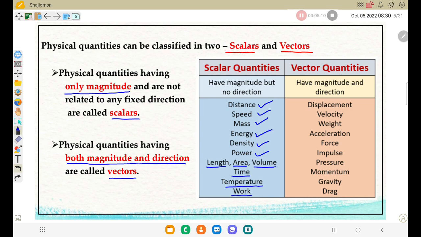Now, what are the vector quantities? You can see quantities having both magnitude and direction. So, displacement is a vector quantity. Displacement means the directed distance, correct? Distance with the direction, that is displacement.